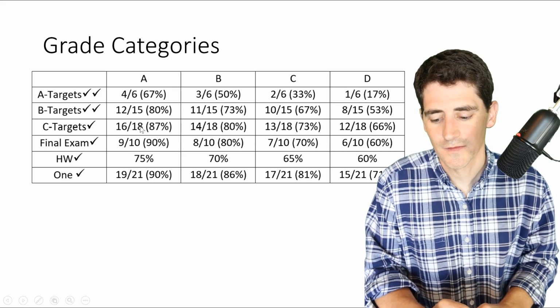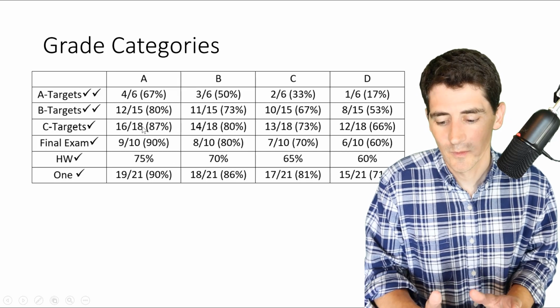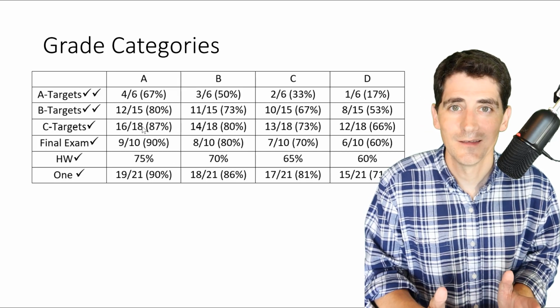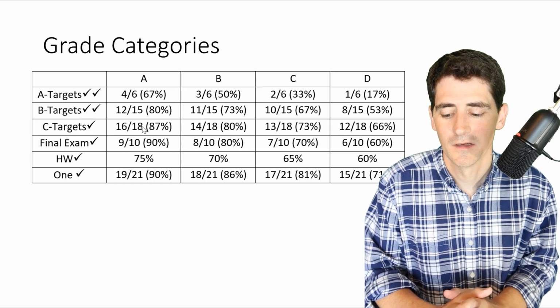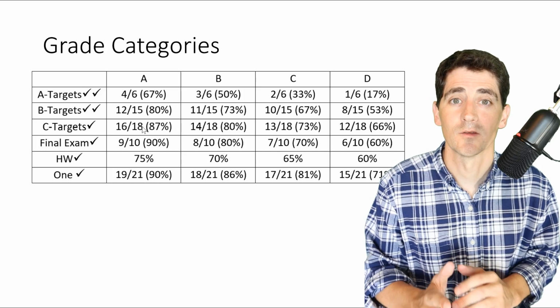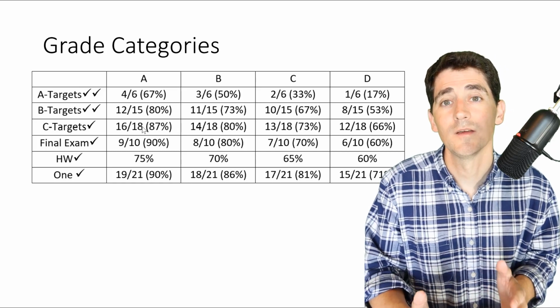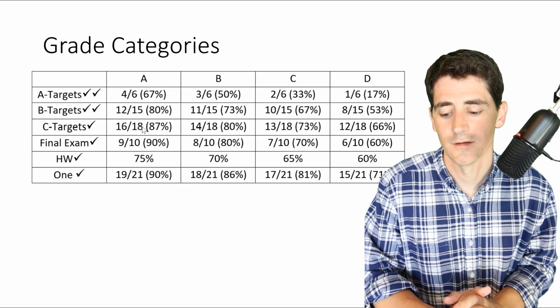The C targets, notice it says 18, so I'll talk in a little bit more detail about those later. That's not 18 checks or 18 competencies. These are more project-based, so they're more rubric-based, so this is like a total of 18 points that you could accumulate on the C targets.